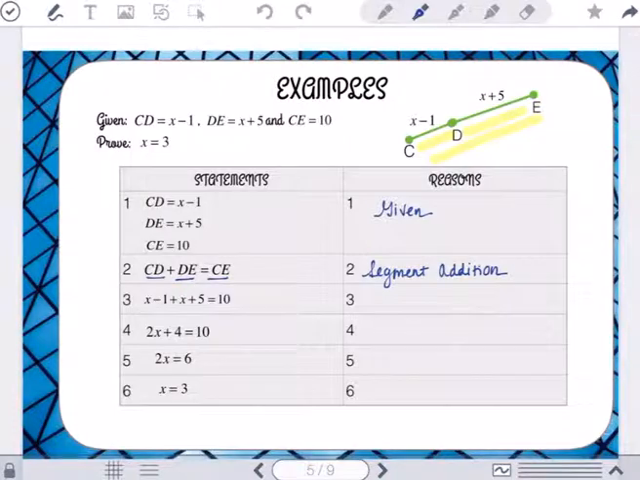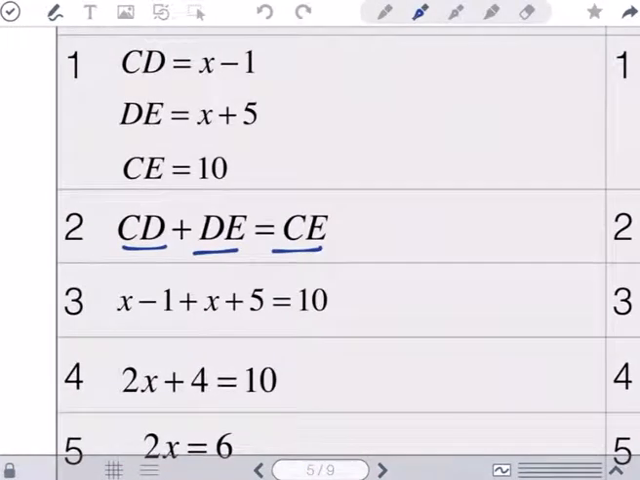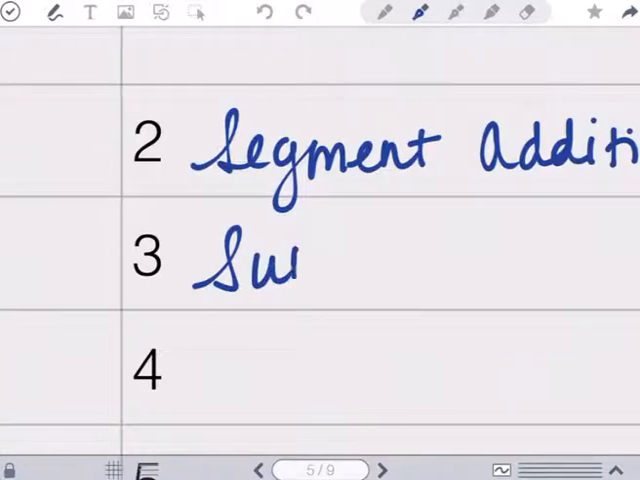All right. The next step, you'll notice that we took our given information. So instead of CD, we put x minus 1. Instead of DE, we're going to put x plus 5. Instead of CE, we're going to put 10. So we're replacing values or doing substitution.